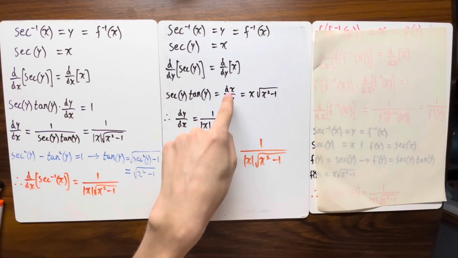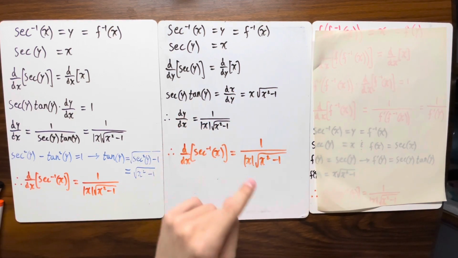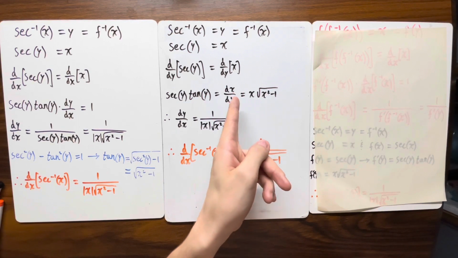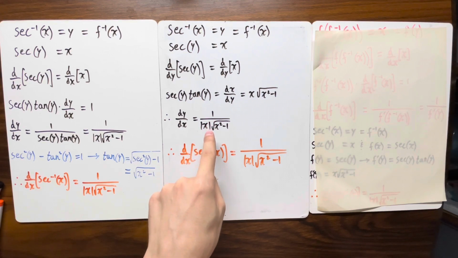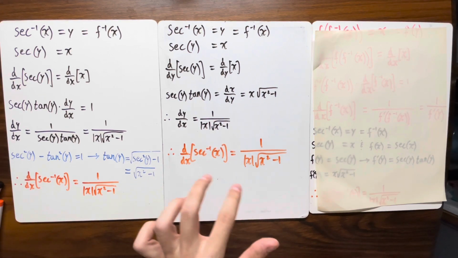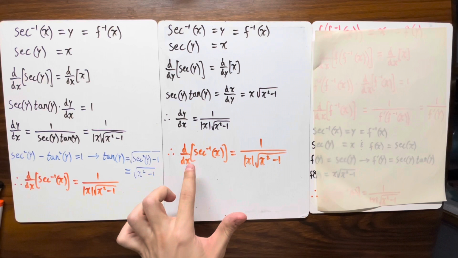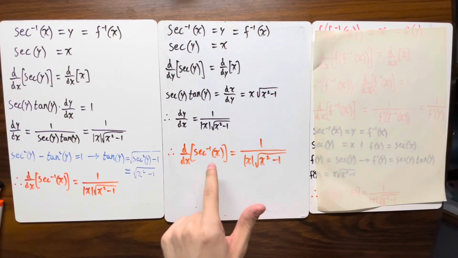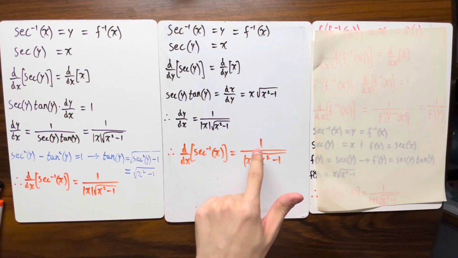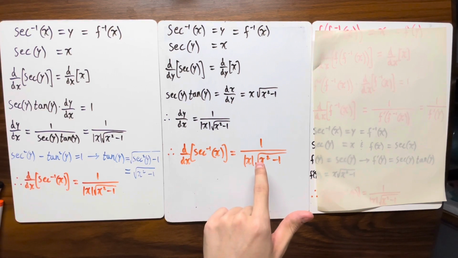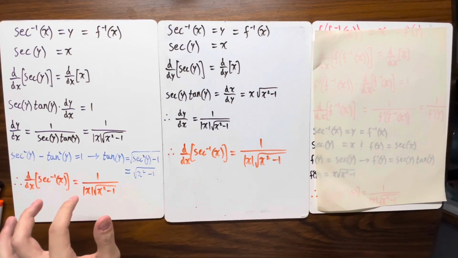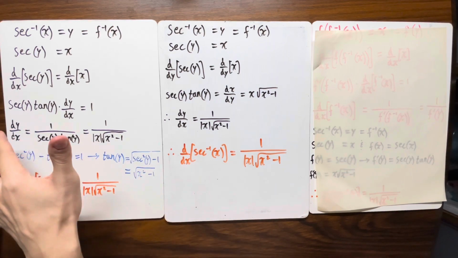But we don't want dx/dy, we want dy/dx. So we can reciprocate both sides of this equation and get dy/dx is equal to 1 divided by the absolute value of x times the square root of x squared minus 1. So that's another way to find the derivative of secant inverse of x. It is equal to 1 divided by the absolute value of x times the square root of x squared minus 1, just as we figured out over here, differentiating with respect to x.